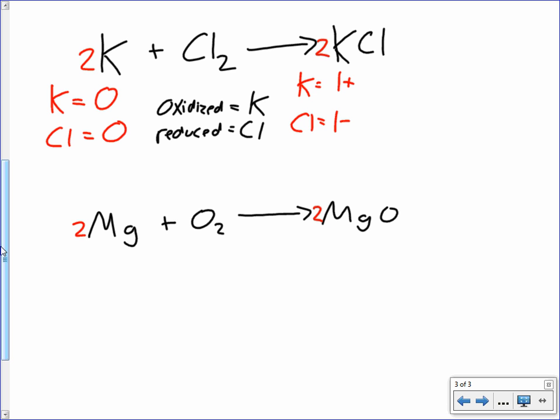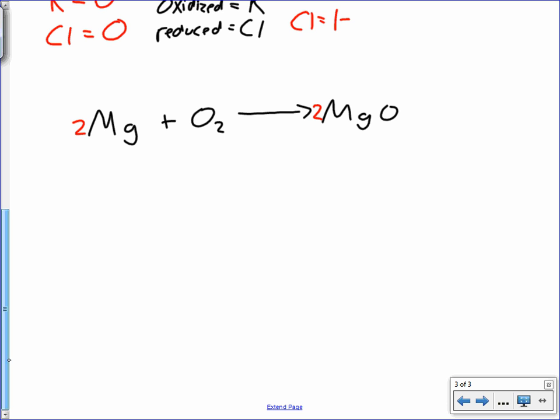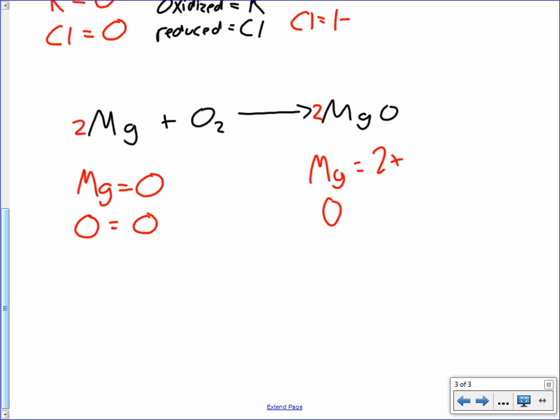Okay, second one. Magnesium and oxygen. So, reactant side, neither one's got a charge. Product side, they've both got their ionic charges as they're part of a compound. Okay, so magnesium was oxidized and oxygen was reduced.